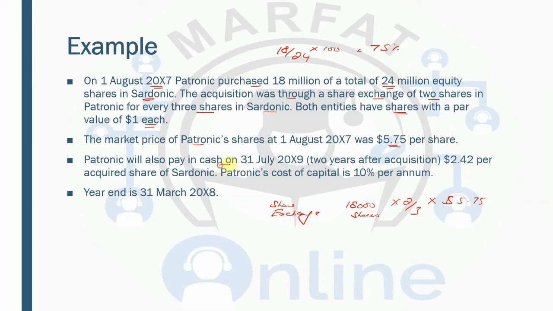Petronic will also pay in cash on 31st July, 2 years after, 2.42 per acquired share of Sardonic. And Petronic's cost of capital is 10%. So this is deferred consideration. So 18,000 are the shares which have been acquired, multiplied by 2.42 into (1 plus 0.1) raised to power minus 2. So this is the amount you will get.